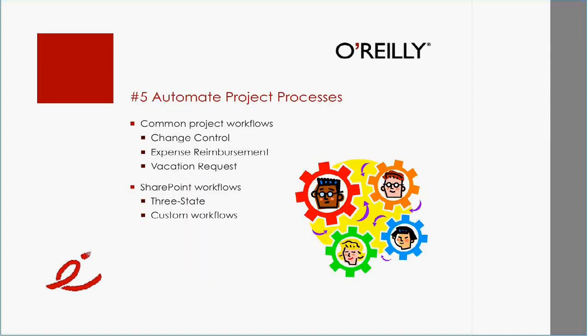Is you can automate project processes. Now, what I mean by project processes, things like change control. You have users fill up a change request. Once the user fills it in, it goes to you, and it goes to the change control board. You guys approve it. Once it's approved, that whole process can be automated.